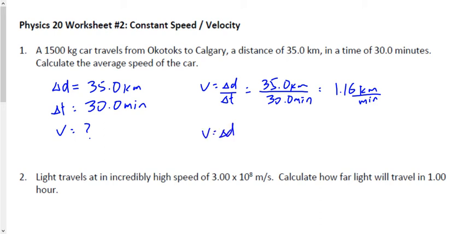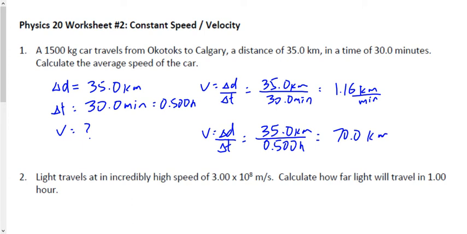Most people said speed is distance over time, just like Jack did, except they converted time to hours. 30 minutes divided by 60, because there's 60 minutes in an hour, gives me 0.500 hours. That gives me, when I do the math there, 35 kilometers divided by 0.500 hours gives me 70.0 kilometers per hour. Those numbers make sense?